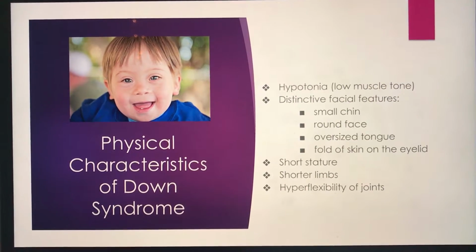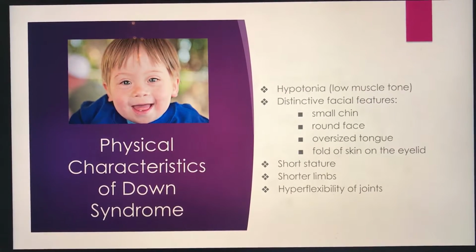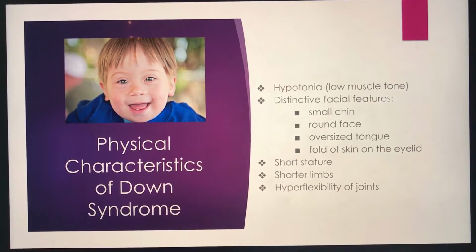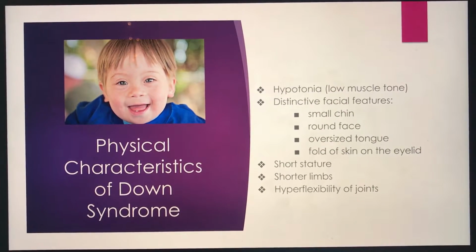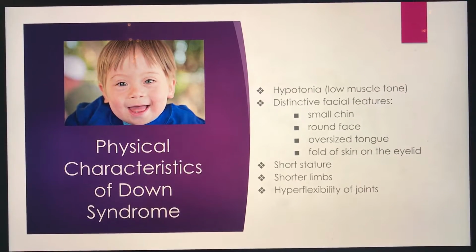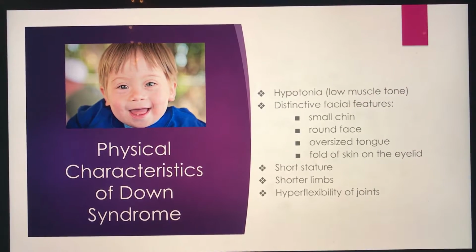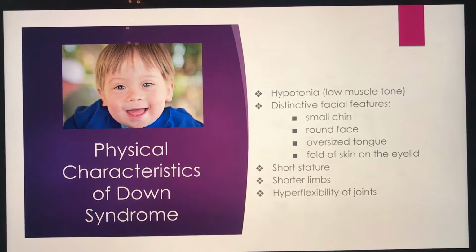Okay, so those with Down syndrome have low muscle tone, and the muscles in their mouth and tongue may be weaker. There's also some debate on whether or not children with Down syndrome have an oversized tongue. Some might say that they have a larger tongue, while others might say this is actually a result of the low muscle tone. They also have distinctive facial features.